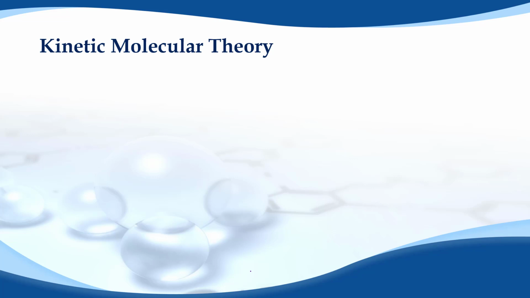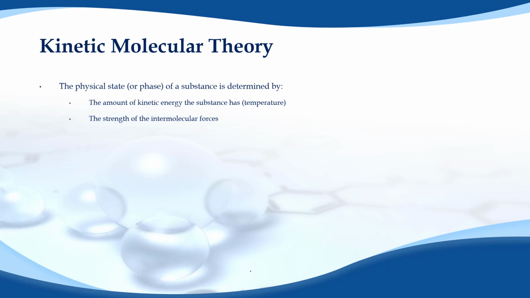Okay, so what I'm going to get into in this lecture is commonly called kinetic molecular theory. The idea behind kinetic molecular theory is that the state, or what we call phase, of a substance can be determined by comparing the amounts of each different type of energy that it has. So you can compare the kinetic energy of a substance. Kinetic energy, remember, is temperature. And the potential energy of a substance, which in this case is represented by the strengths of their intermolecular forces.